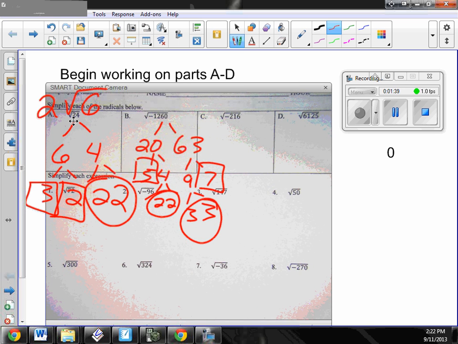What does the negative do? It becomes an i and it comes out. So I'm going to bring out 2 times 3, 6. The negative comes out and becomes an i. Square root, what's left over? 35. As long as it's a square root, the negative will become an i. If it's a third root, then it becomes a negative. If it's a fourth root, it becomes an i.